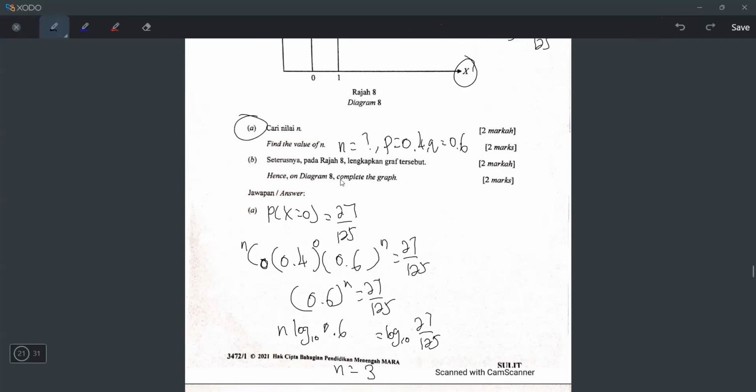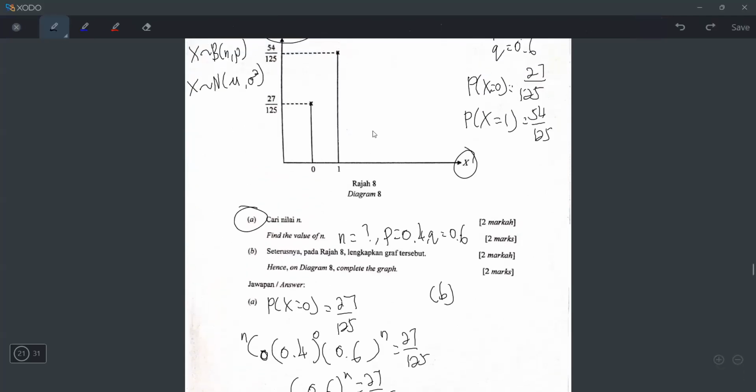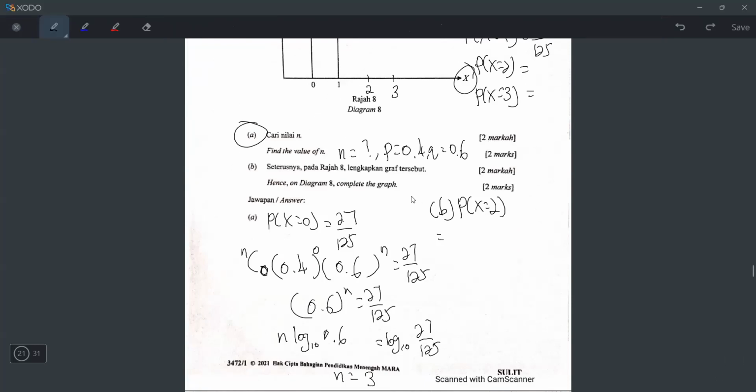Now, B. Hence complete the graph. They want you to complete the graph. If n is 3, it means there is also P(X = 2) and P(X = 3), until 3 because n is 3. There will be another one here, 2, and another one, 3. So you have to find P(X = 2) and P(X = 3), and then only can you draw the rest of the graph. So let's find P(X = 2) and P(X = 3). So P(X = 2) is what?